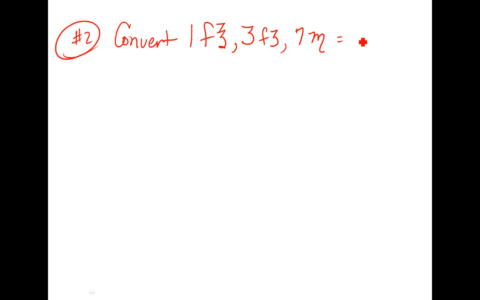Number 2, you're going to convert 1 fluid ounce, 3 fluid drams and 7 minims to just the minims. So what I do is convert each one to minims and then add them all together. This one's already in minims, so you don't have to go any further with that one. So 1 fluid ounce.